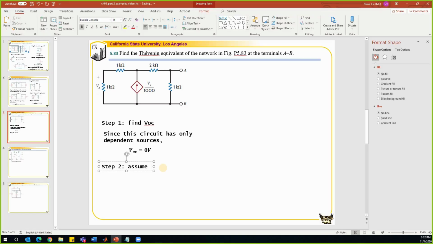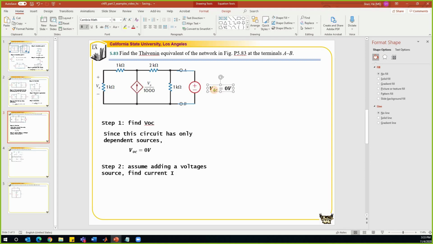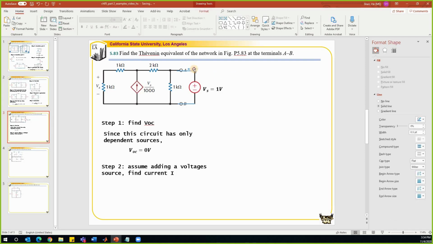Assume we're going to add a voltage source and then find the current I. And this voltage source has a voltage of 1 volt. And this is not a VOC, remember. So let's call this a voltage Vs that is equal to 1 volt. What is the current direction? Is it to the left or to the right? Here we define it to the left.